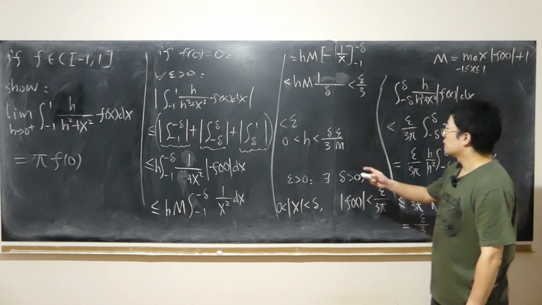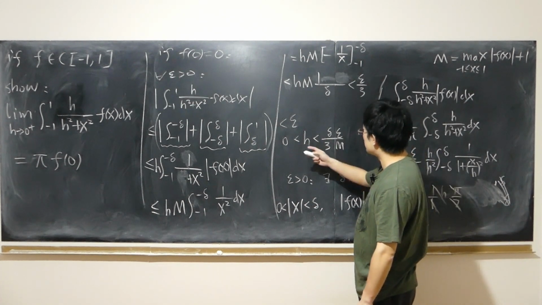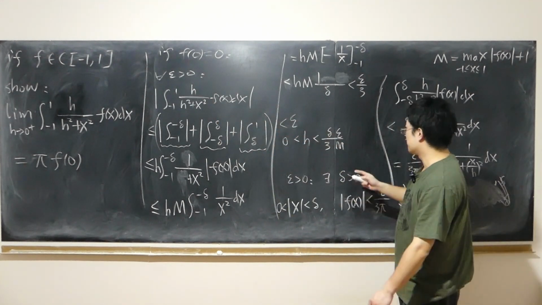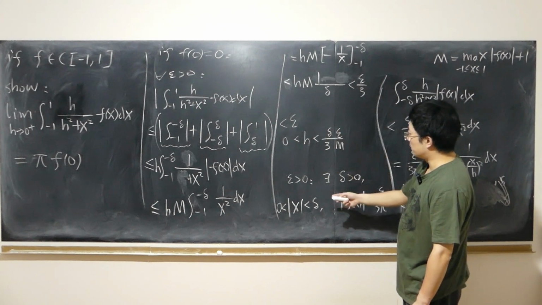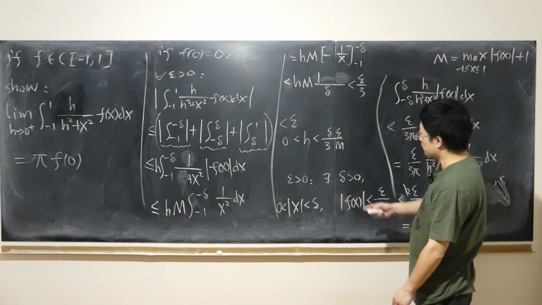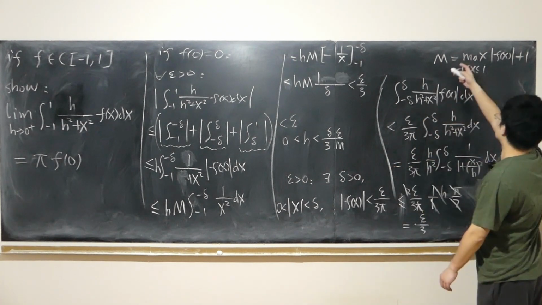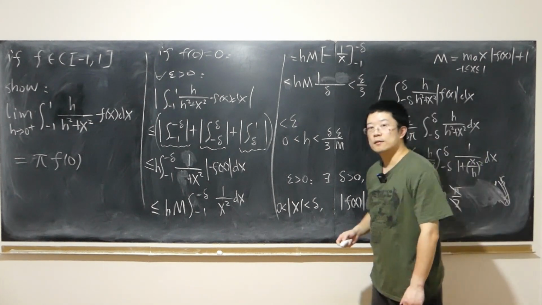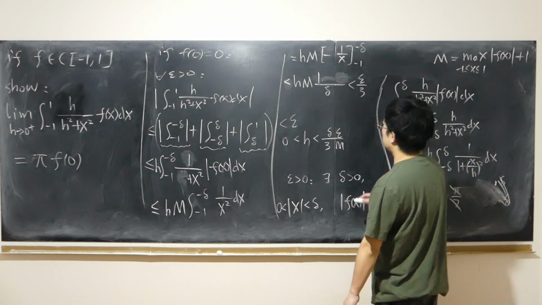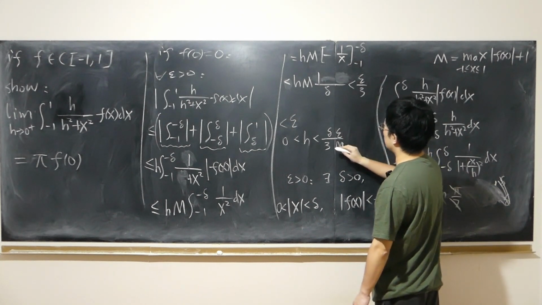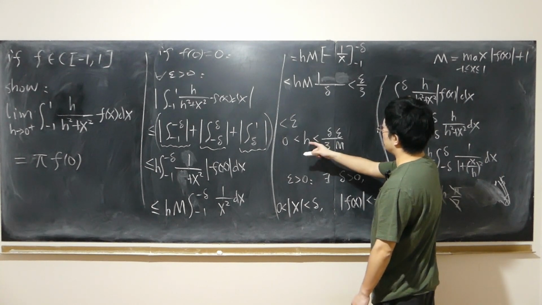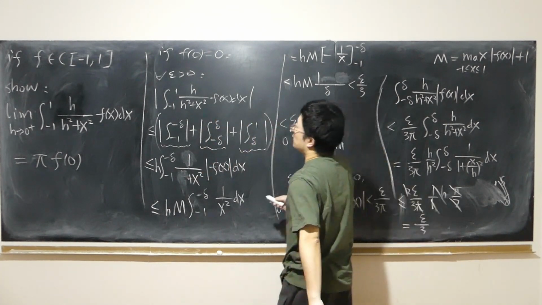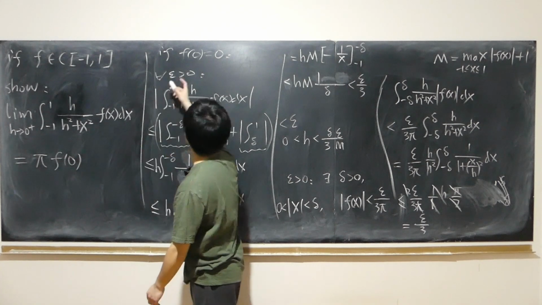As long as h is in this region, right? Epsilon given, fixed. Once given, fix it. Delta is dependent on epsilon, also fixed. M, of course, also fixed, right? No problem. So meaning I really found a delta. I say this is my delta. As long as h is less than delta, greater than 0, this can be really smaller than epsilon. So meaning the limit of this is really 0 if f of 0 is 0.